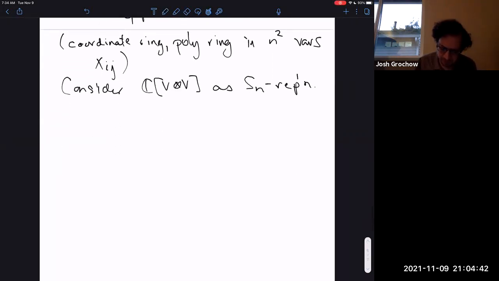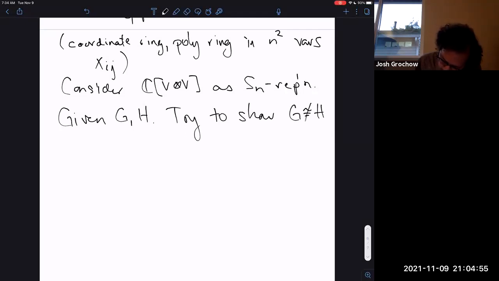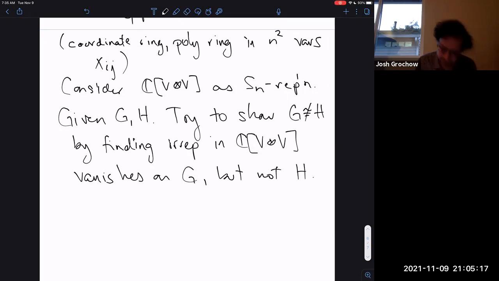And given two graphs, G and H, I can now ask: try to show G is not isomorphic to H by finding an irrep in here that vanishes on G, but not H.